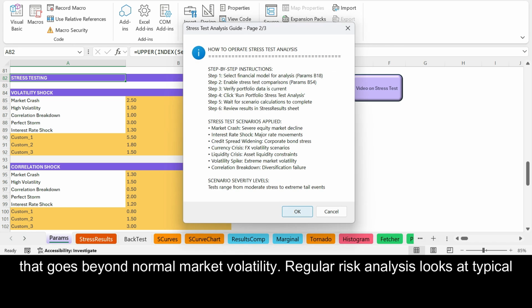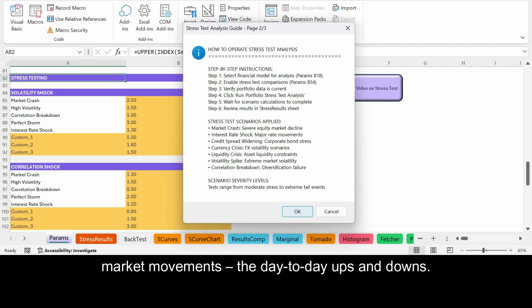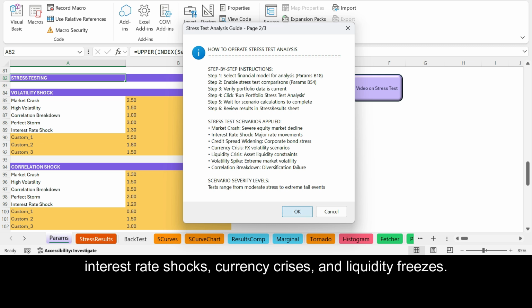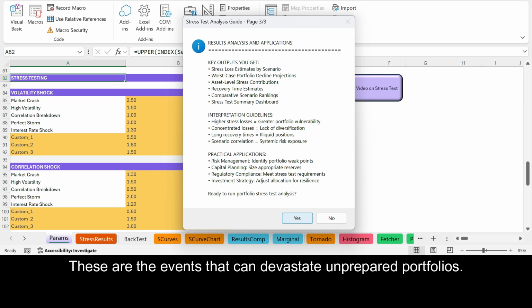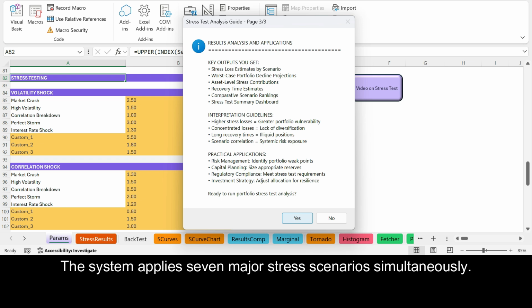Regular risk analysis looks at typical market movements, the day-to-day ups and downs. But stress testing examines what happens when everything goes wrong at once: market crashes, interest rate shocks, currency crises, and liquidity freezes. These are the events that can devastate unprepared portfolios. The system applies 7 major stress scenarios simultaneously.